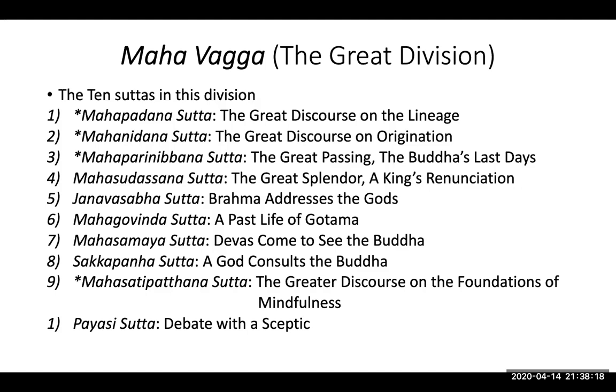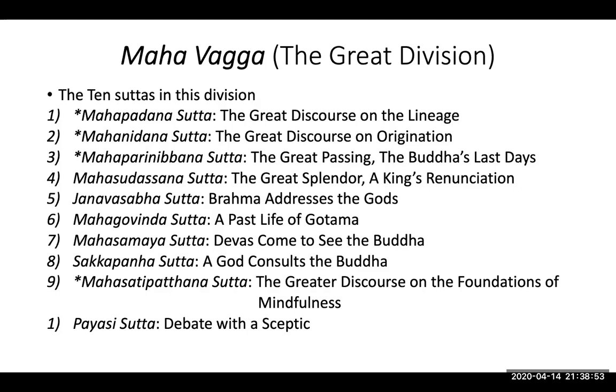The second, Maha Nidana Sutta, explains the chain of cause and effect. If we ask Westerners what the philosophy of Buddhism is, their answer is causality, the chain of cause and effect. So that principle of causality is expounded in Maha Nidana Sutta.